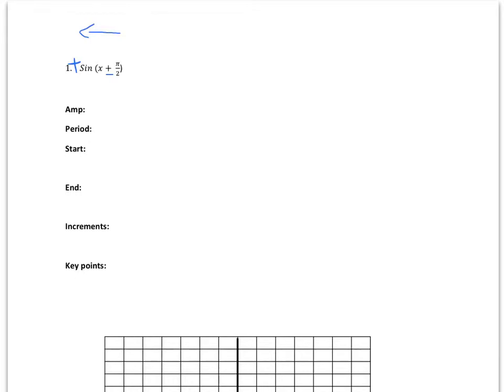The amplitude, there's nothing written on the outside, so that's 1. So what that means is your max is 1, equilibrium 0, -1 is your minimum. So I'll leave this here. These are the y values. I'll put y there. The period is 2 pi over b. B in this case, since it's just x, it's 2 pi over 1, which is just 2 pi.